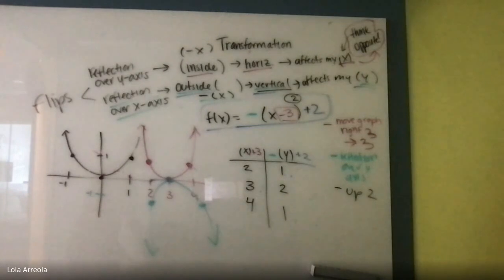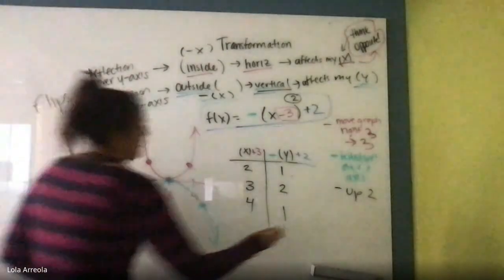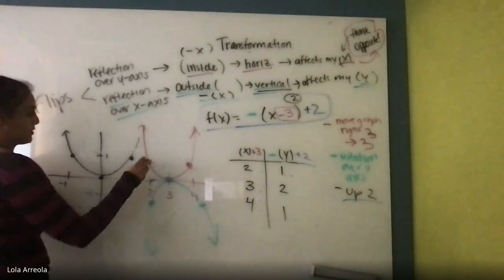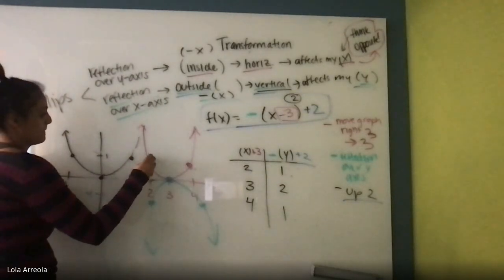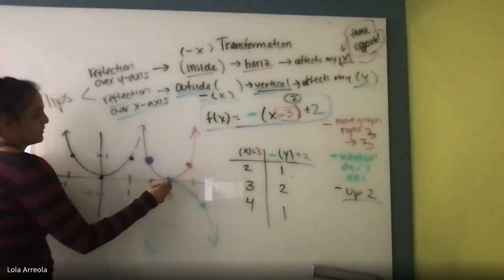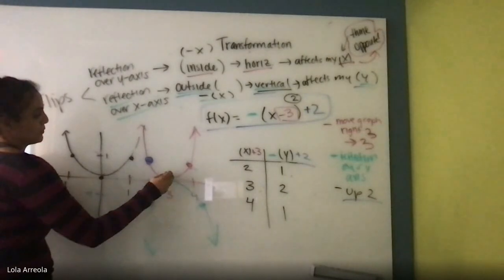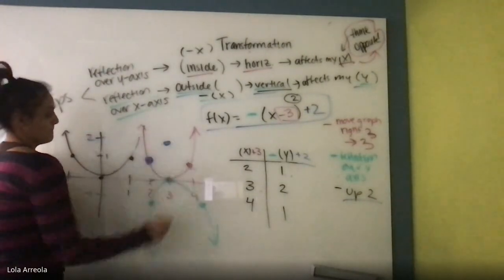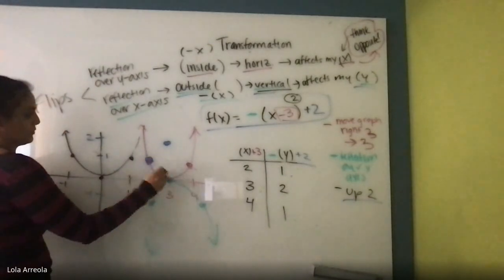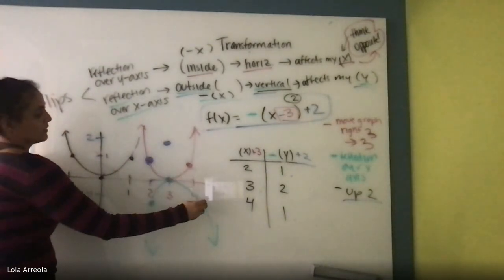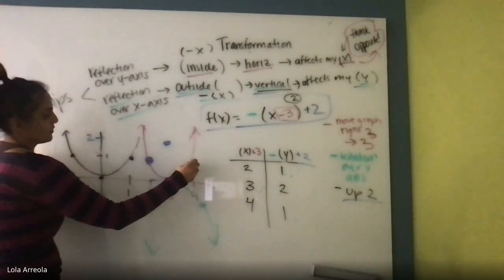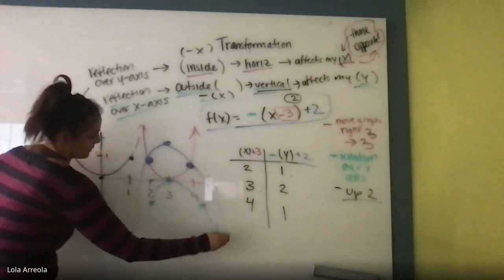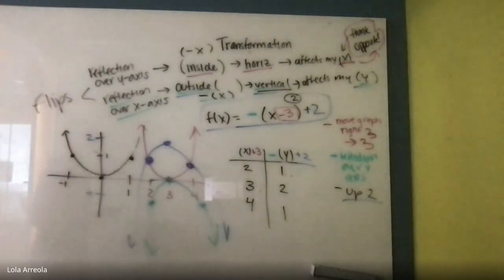Finally, up 2. Each of these points, this -1 point is going to move up to 1. This point is going to move up to 2. Up to 1, 2. This point is going to move up 2 also. And it's still going to face down. That didn't change, it didn't reflect back.